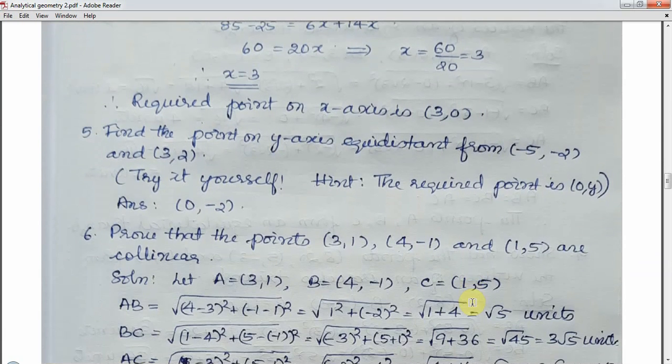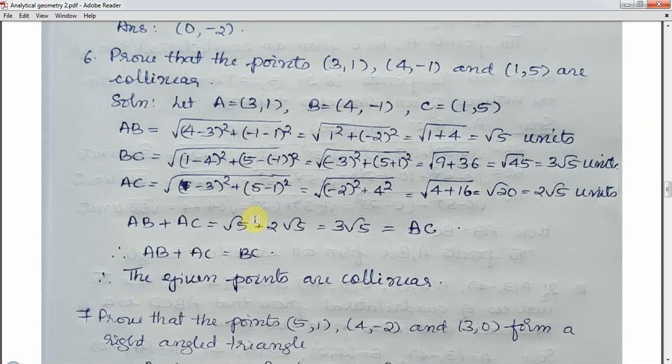Similarly, there is another problem. Find the point on the y-axis which is equidistant from these 2 points. Now, I think we have become intelligent. What about finding a point on the y-axis? X-axis means it is of the form x, 0. Y-axis means the point will be of the form 0, y. Because we want it on the y-axis, we will take the required point as 0, y. I have simply given you the hint, and also the answer is given to you. You can solve this, and if any questions, you can get back to me.